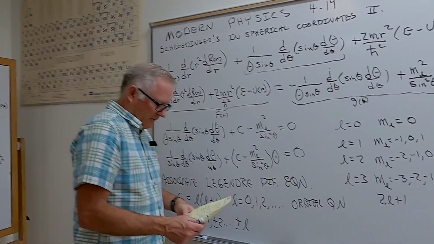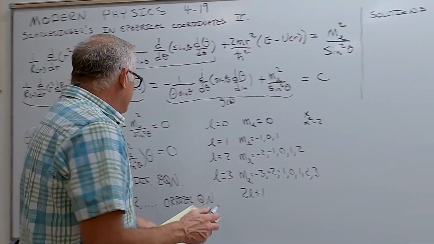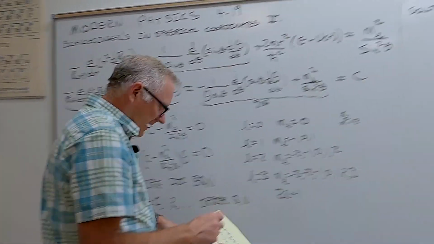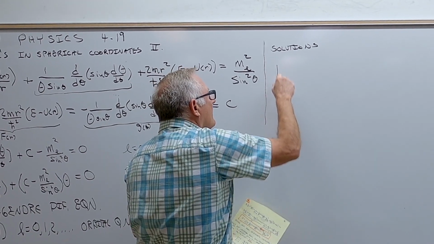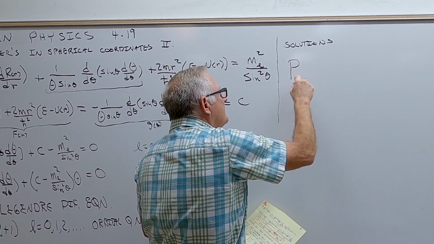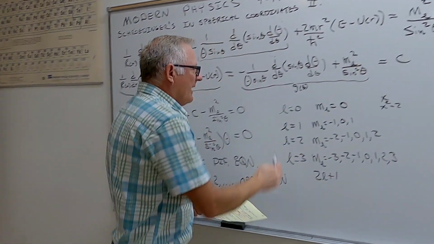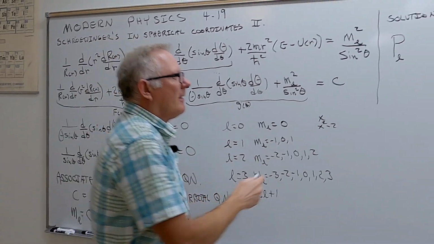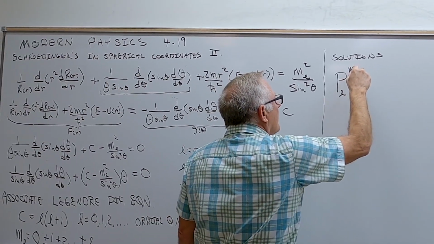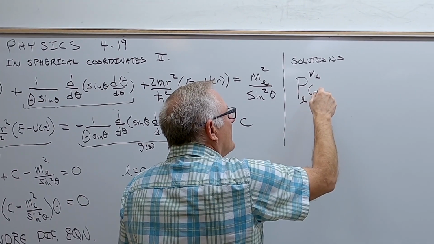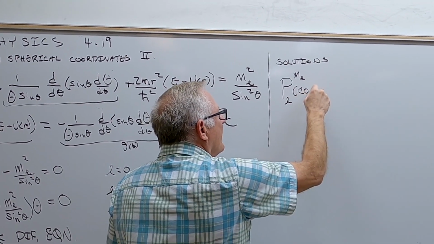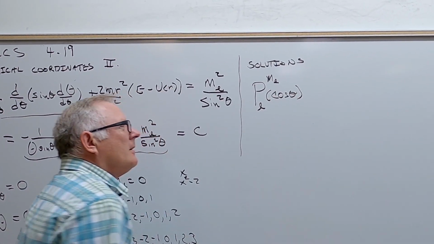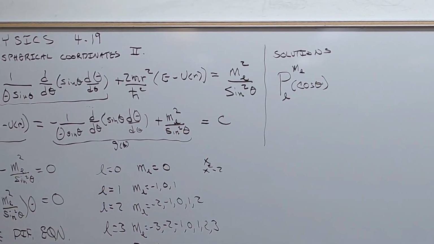That's the only difference. And instead of calling it big theta, they call it P, and it depends on two quantum numbers, L and m sub l. So they'll write it like this, and in place of the polynomial variable x, you put a cosine theta. So those are the solutions.